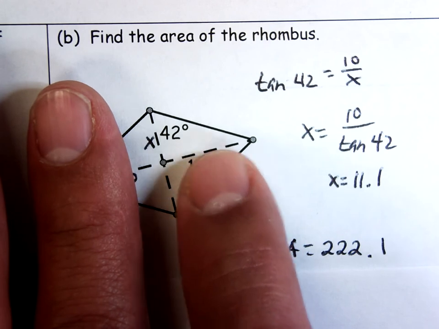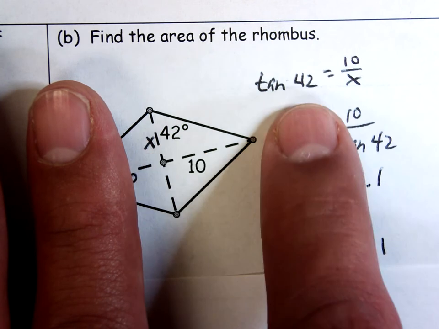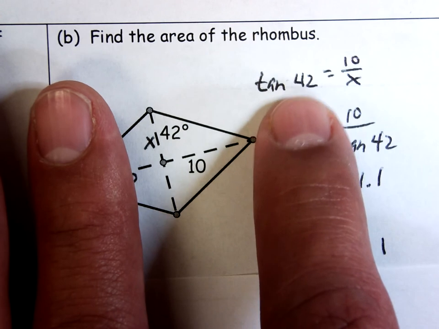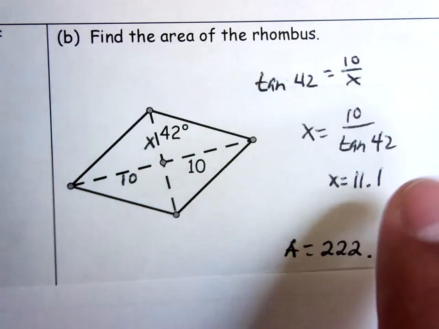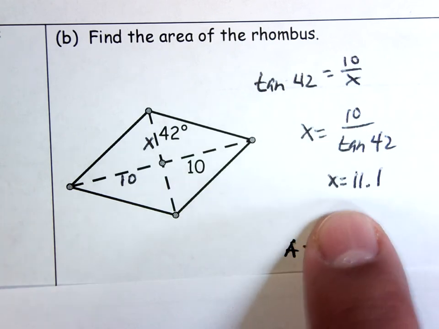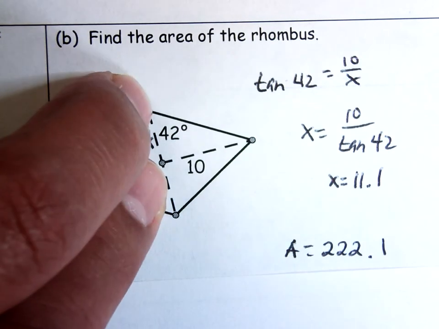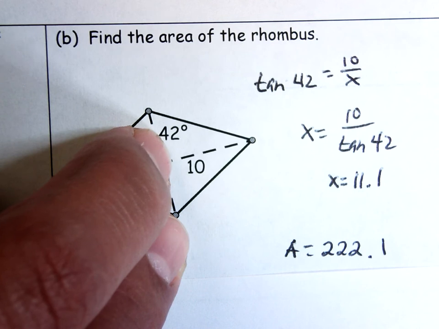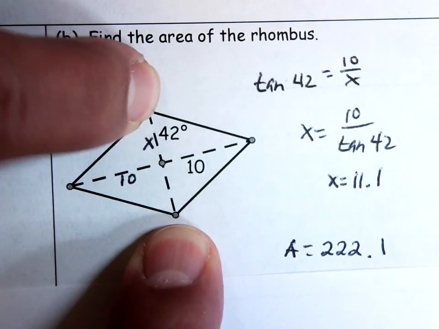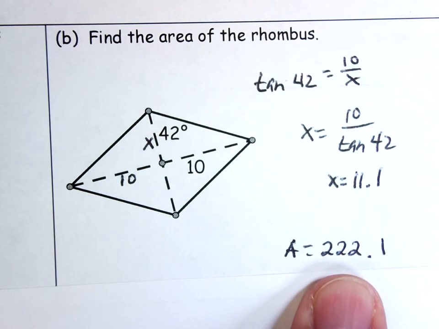So I know this angle, I know the opposite side, and I want the adjacent side. That's going to be tan. So tan 42 equals opposite over adjacent. Tan 42 is equal to 10 over x, which means that x is equal to 10 divided by tan 42, which means x is equal to 11.1. So if x equals 11.1, that's from there to there, which means this is 11.1. So all the way across, I just add those two up. So that gives me the length of that diagonal. I already know the length of this diagonal. I multiply them together, I divide by 2, and I get 222.1.